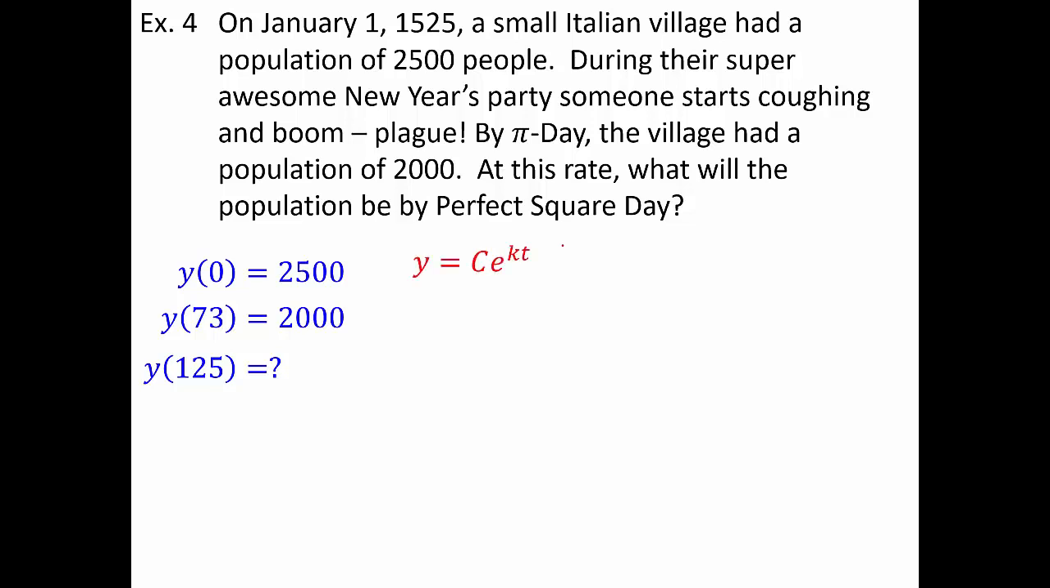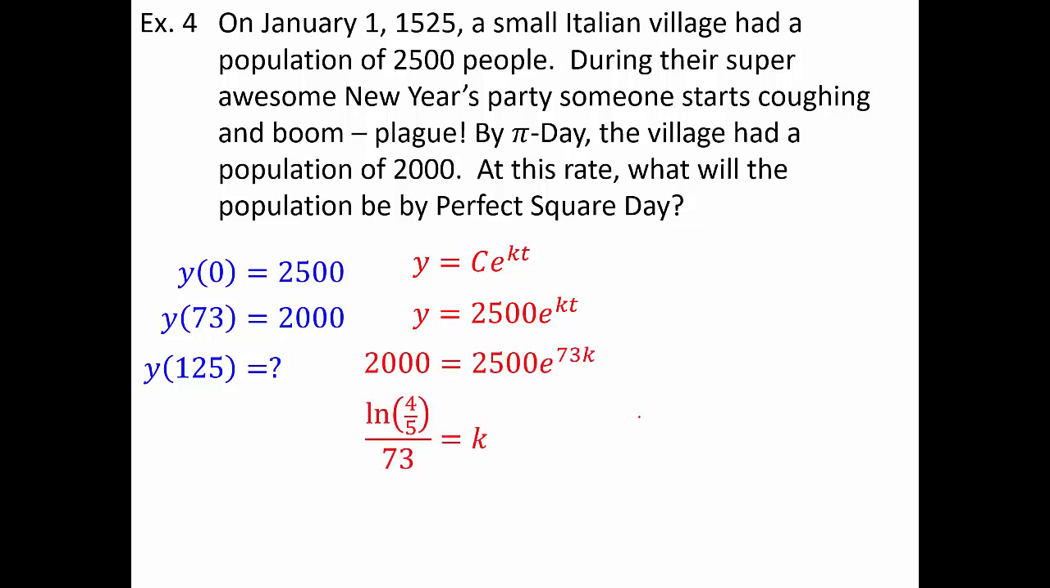Okay, so y equals c e to the kt, c is 2,500. Use the secondary condition, the 73 and the 2,000, to plug in to solve for k. Divide by 2,500, take the ln, and then divide by 73. I'm going to get ln of 4/5 over 73. In this case, I simplified the 2,000 over 2,500 to 4/5 because I just thought it was super simple to simplify it, so I went ahead and did.